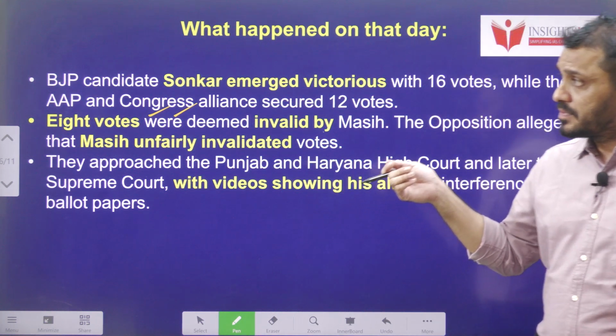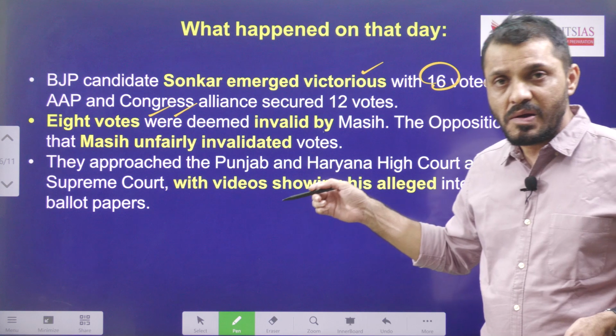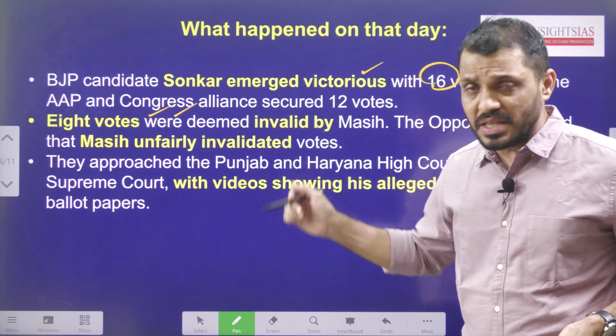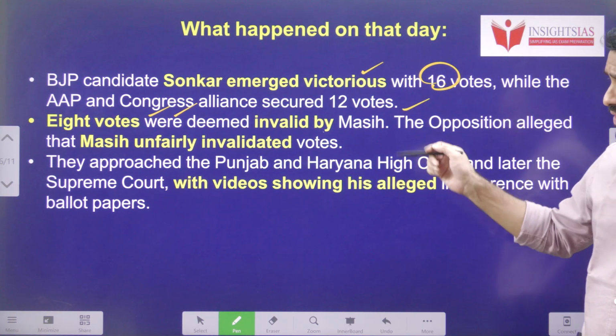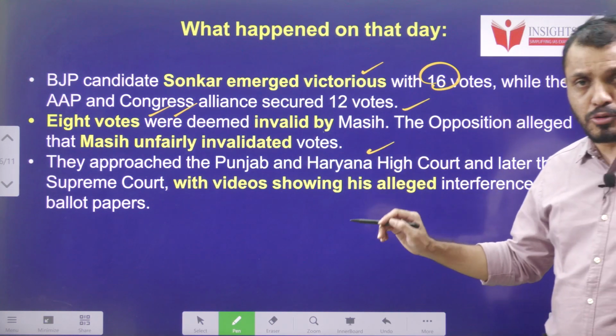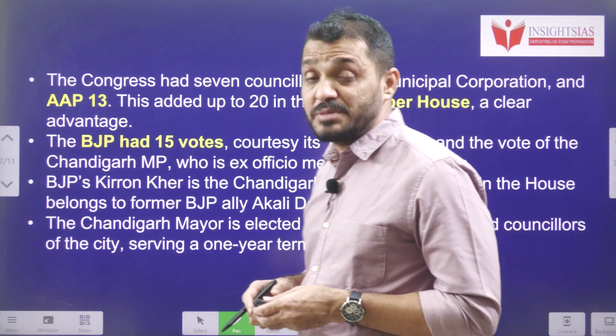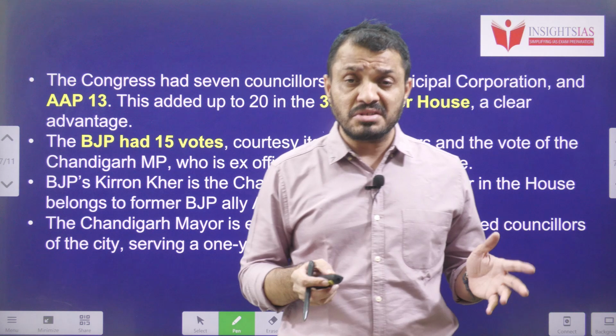What happened on the day? The BJP candidates emerged victorious with 16 seats by invalidating the 8 AAP and INC votes. They approached the Punjab and Haryana High Court, then they approached the Supreme Court with the video footage, and that video footage became very popular across the country as well.